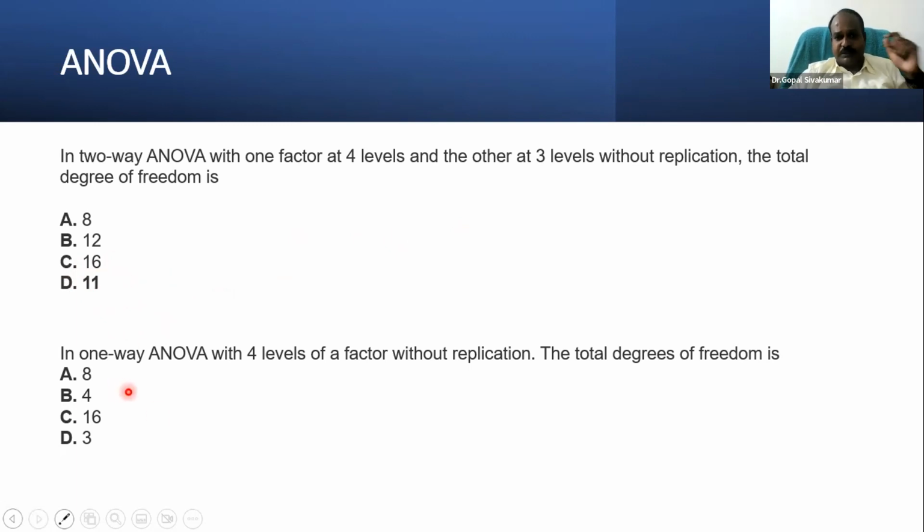Now going to the next question. In one-way ANOVA with 4 levels of a factor without replication, one factor, 4 levels, what is the total number of experiments? 4 only. One factor, 4 levels, no replication. No replication means every experiment is done one time only. First level, second level, third level, fourth level, 4 experiments. Now what will be the degree of freedom? 3.